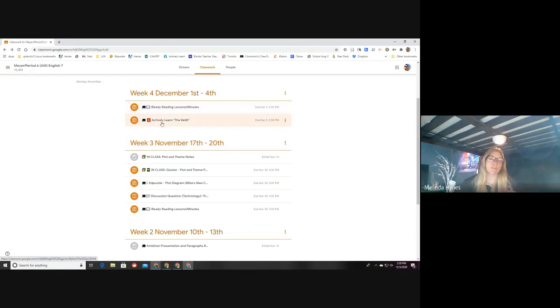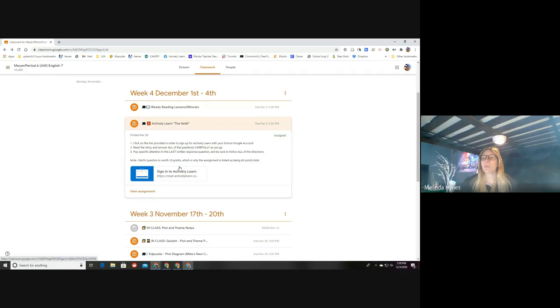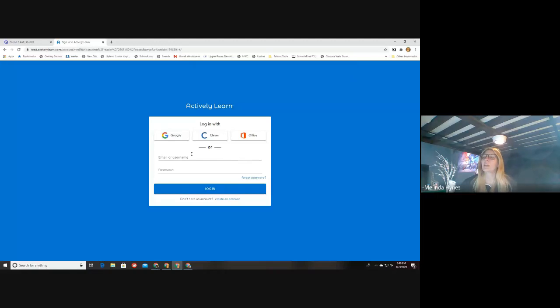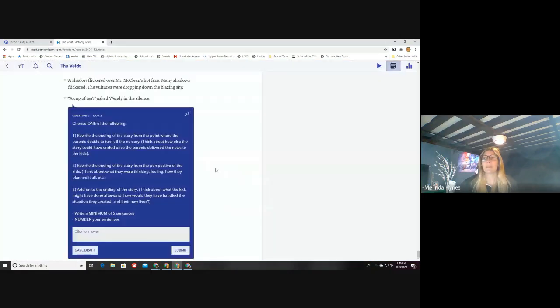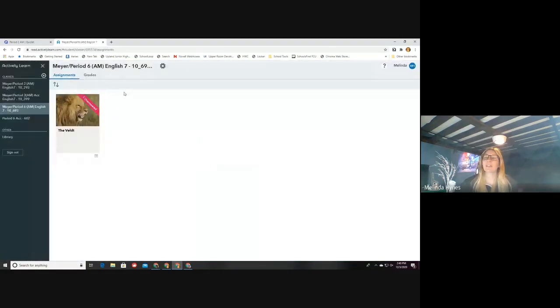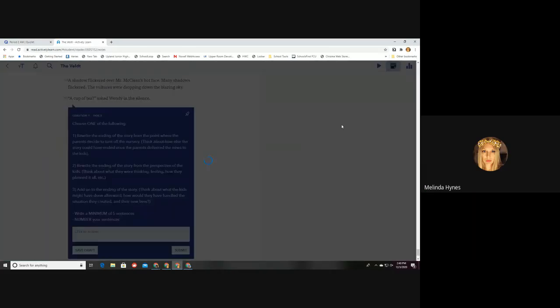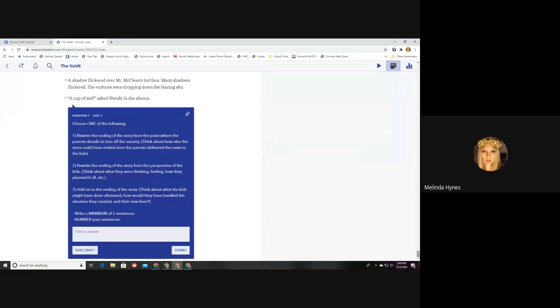And then this is the new one. This is Actively Learn. So the link for Actively Learn, when you click on it, will prompt you to sign in with your Google account. So when you go to Actively Learn, it will give you these options. You want to sign in with Google, just like you do most of your stuff with your school Google account. And then if you do that correctly, it should take you straight here, only yours will say period 5 up here. And then you will see the story. It'll be the only thing that's there. And then you click on that story, and this is where you are going to read and answer the questions.